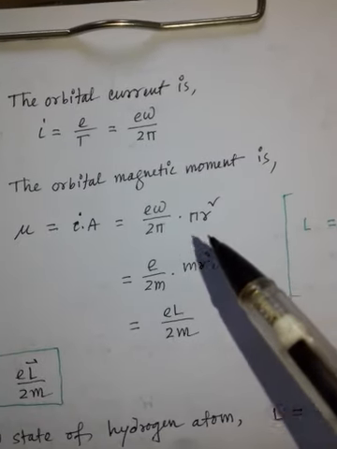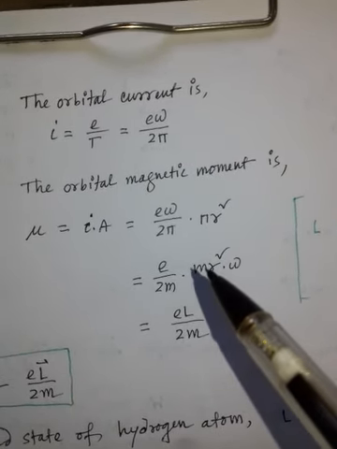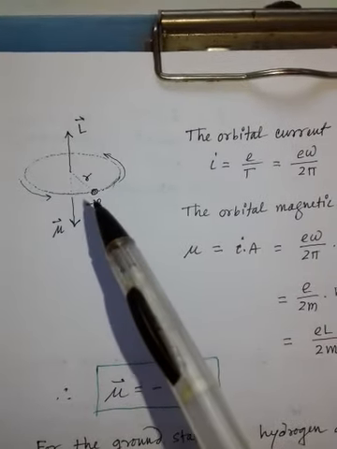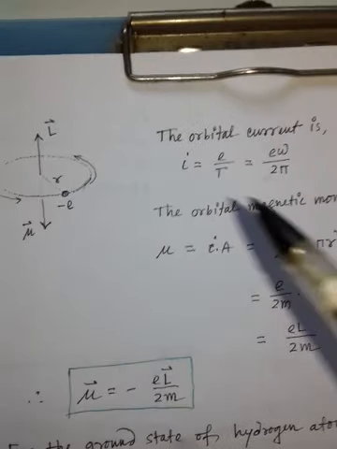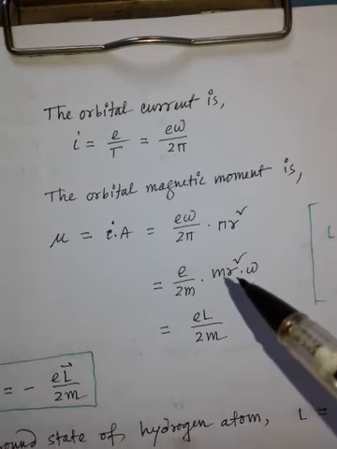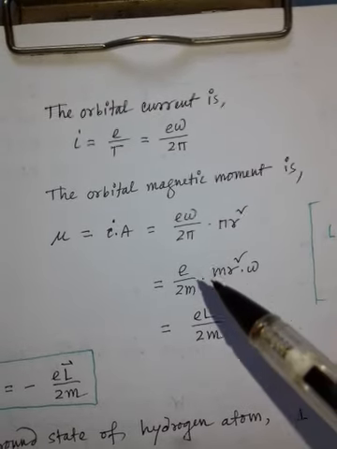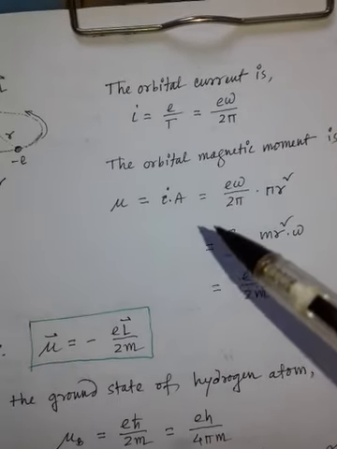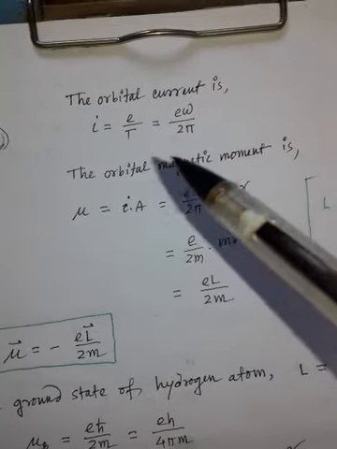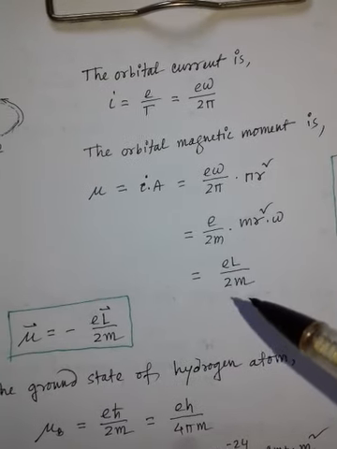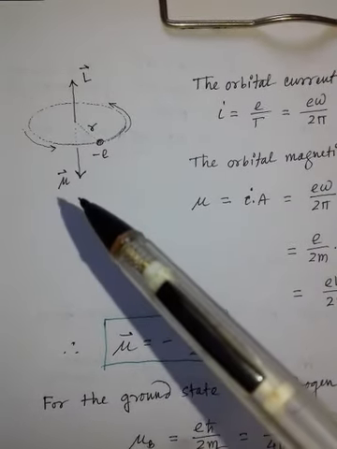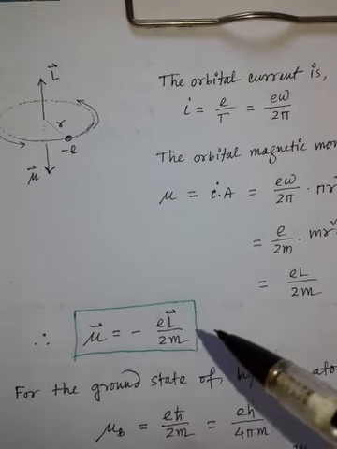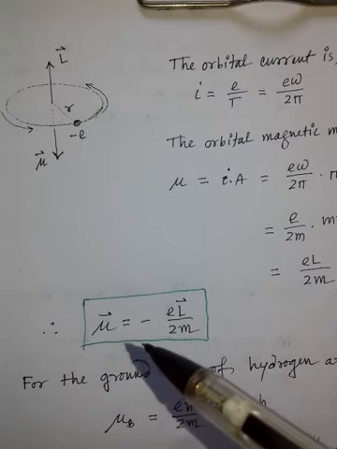But look at this term m r square omega, especially this m r square term. m r square is nothing but the moment of inertia of this orbiting electron with respect to this axis. So this term m r square omega would be the angular momentum, that is L. So we have finally the magnetic moment is equal to eL by 2m. But mu is opposite to L, so if we use the vector notation, it would be mu is equal to minus eL by 2m.